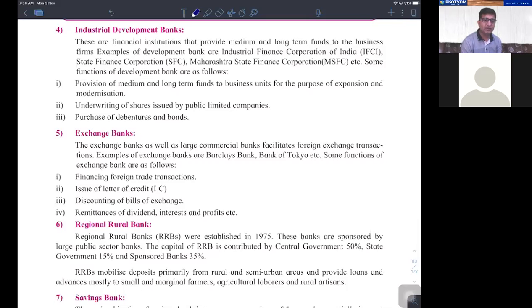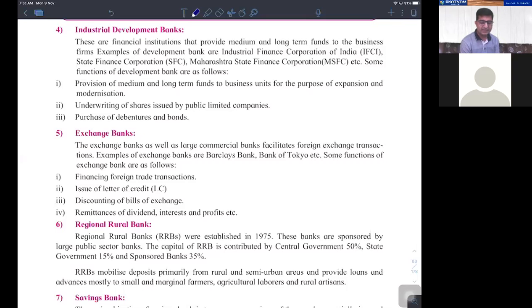Some functions of development banks are provision of medium to long-term funds to business units for the purpose of expansion and modernization, underwriting of shares issued by public limited companies, and purchase of debentures and bonds. In fact, these are the secondary functions of the commercial banks as well.